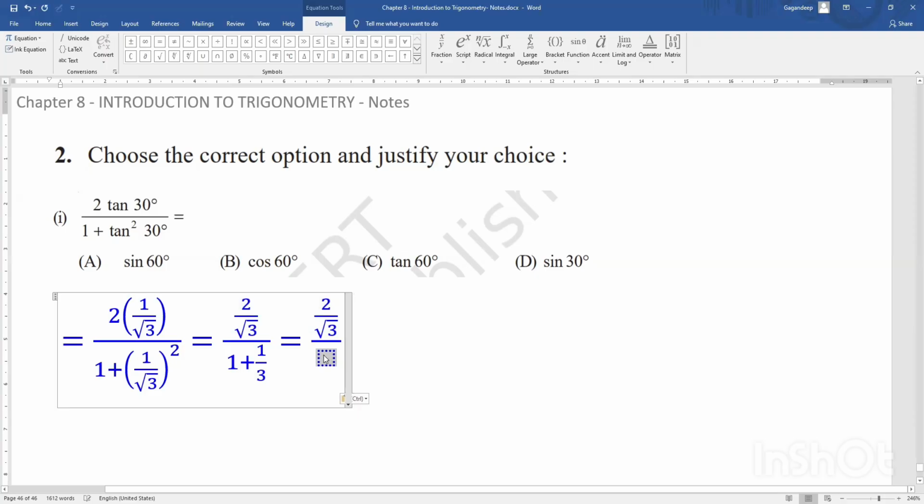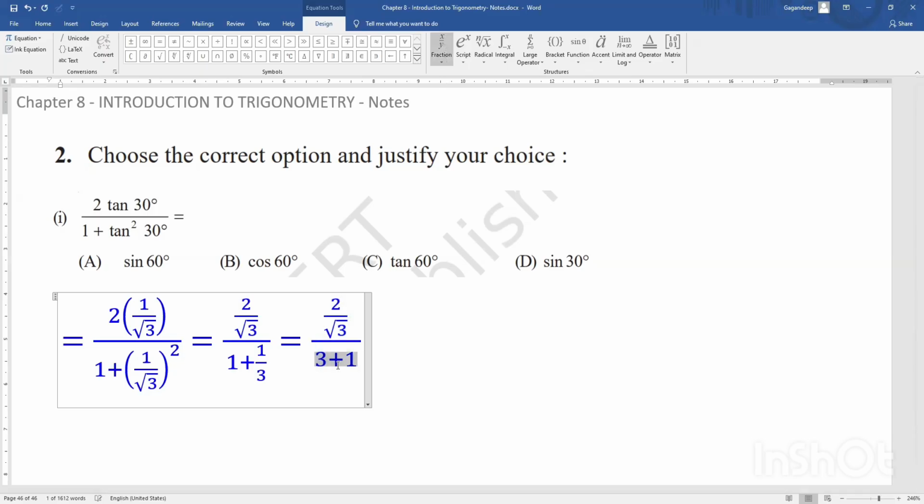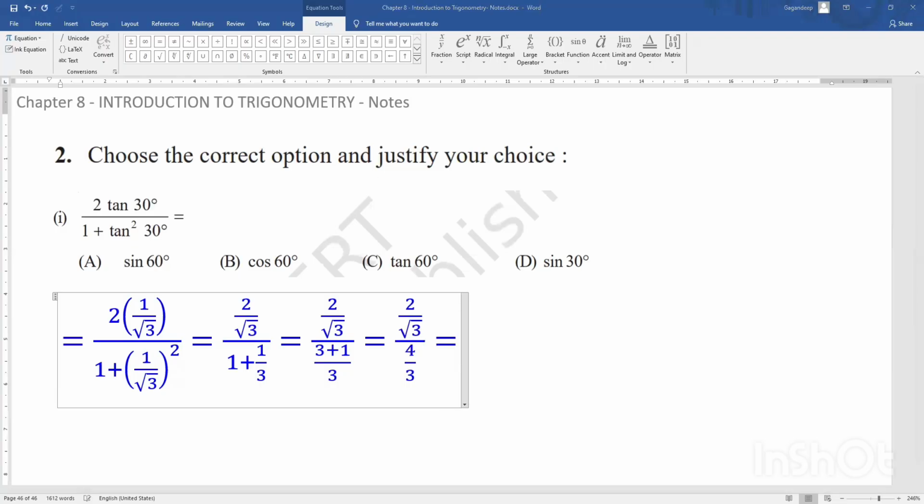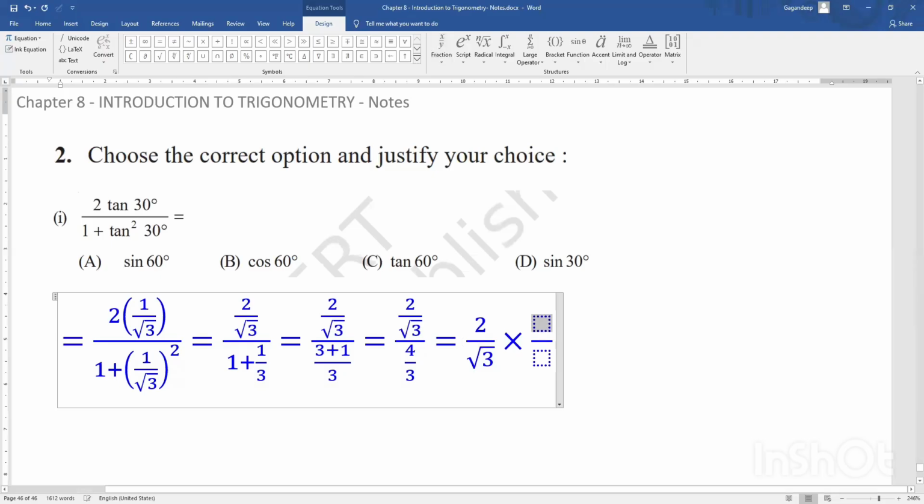And denominator it becomes 3 plus 1 divided by 3. Okay. Or it is equal to 2 by root 3 by 4 by 3. That's equal to, so I can write here 2 by root 3, just write the numerator. But denominator we're writing, write the reciprocal. So reciprocal will be 3 by 4.